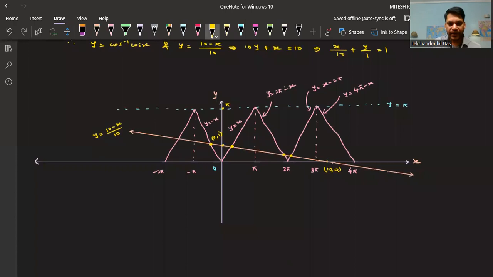So we can write here, therefore number of solutions equal to 3. Okay, fine. Thank you.